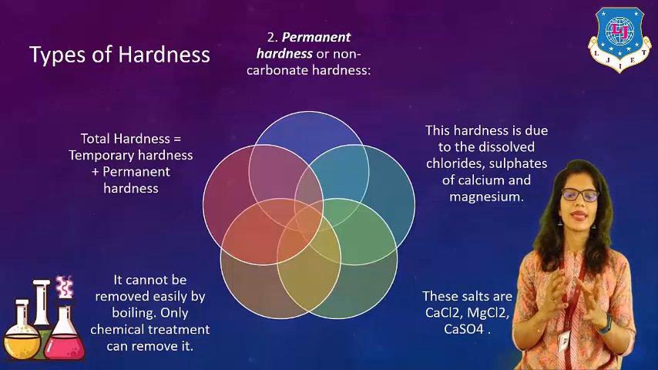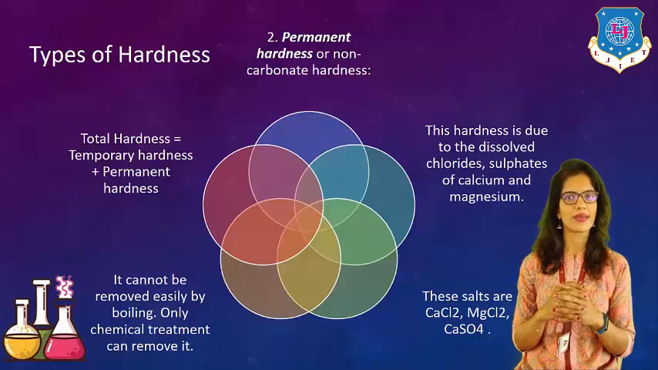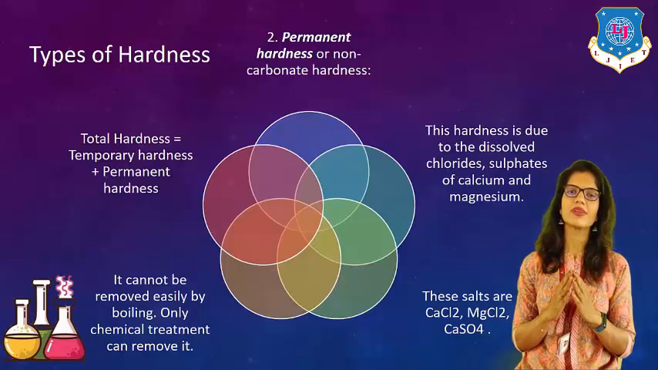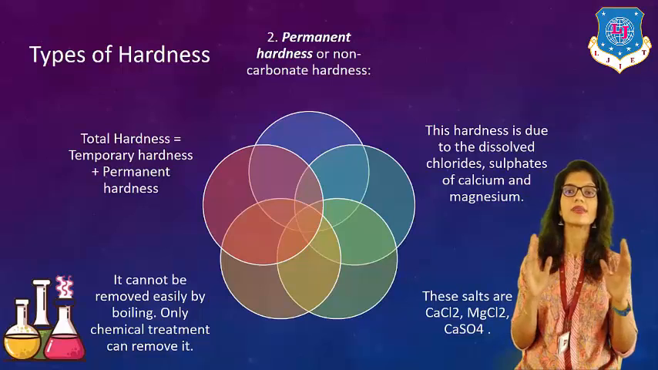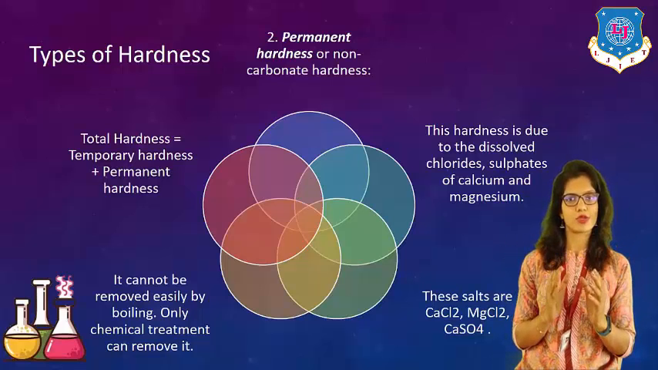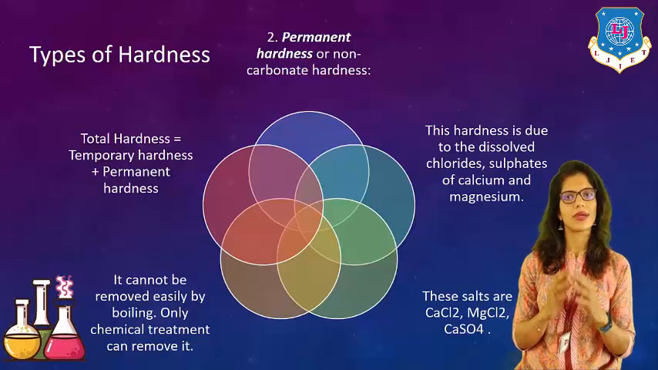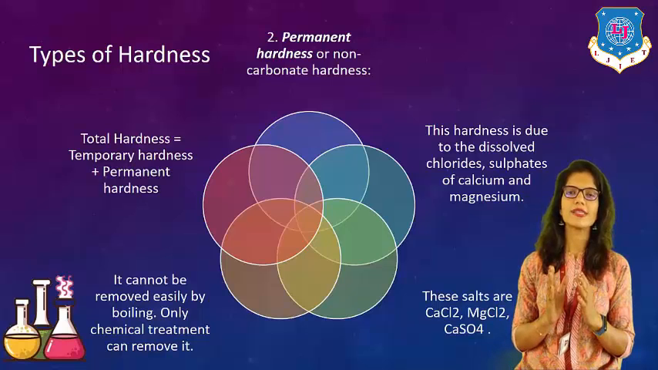Now, it cannot be easily removed by boiling. Because of it, it is known as permanent hardness. Only certain chemical treatments can remove the permanent hardness from hard water. Okay, now here total hardness can be calculated by the sum of two different types of hardness: number 1, temporary hardness, number 2, permanent hardness. When both of these combine together, it forms total hardness.